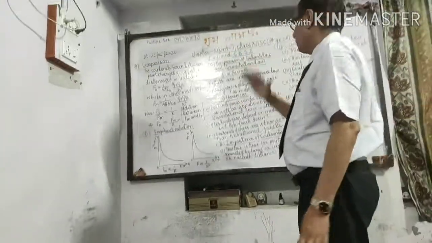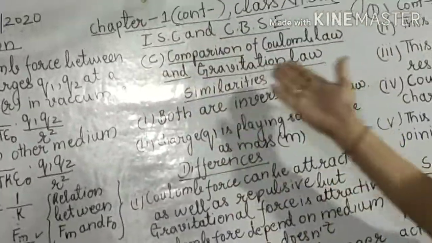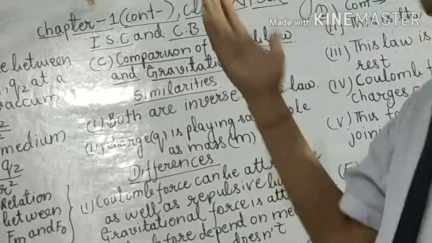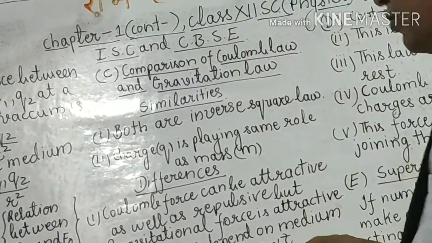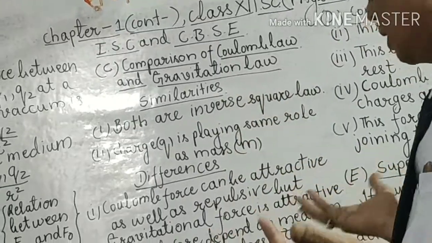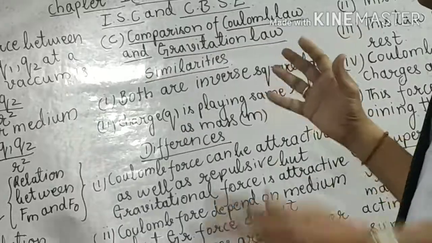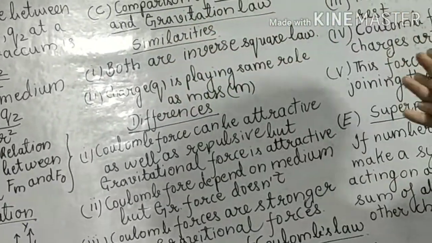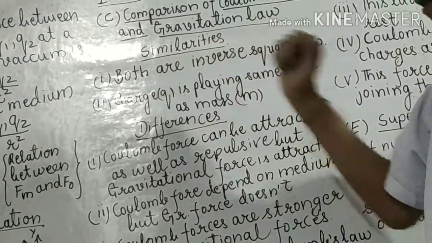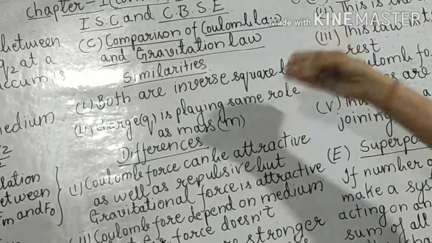Now the C part. In 11th class, you have read about the universal gravitational law between two heavenly bodies placed at a distance of r. You are familiar. And here also you have studied Coulomb's law. So there is a comparison of Coulomb's law and gravitational law. First of all, the similarities. The first similarity is both are inverse square laws.